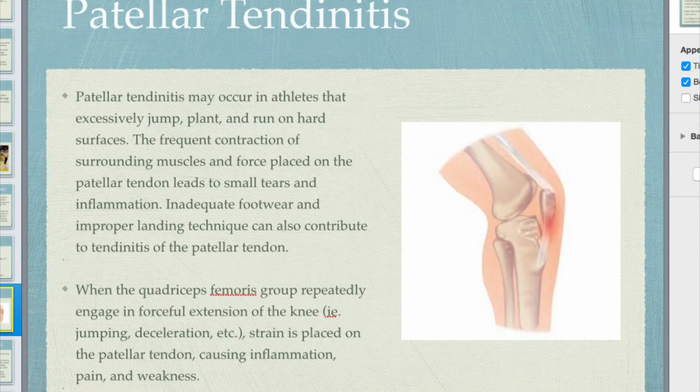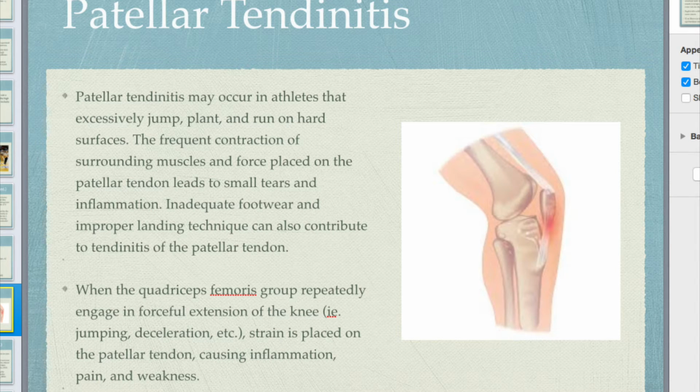Another common injury associated with men's college basketball is patellar tendonitis, otherwise known as jumper's knee. And basically what that is it's an overuse injury to the patellar tendon. And it occurs in athletes that excessively jump, plant, and run on hard surfaces like a hardwood basketball court.